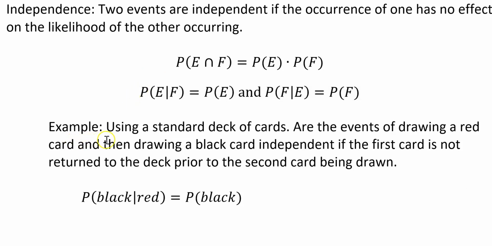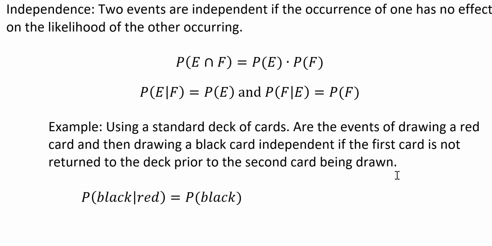So, example, using a standard deck of cards, okay, so that has 52 cards, and we know half of them are red and half are black. Are the events of drawing a red card and then drawing a black card independent if the first card is not returned to the deck prior to the second card being drawn?